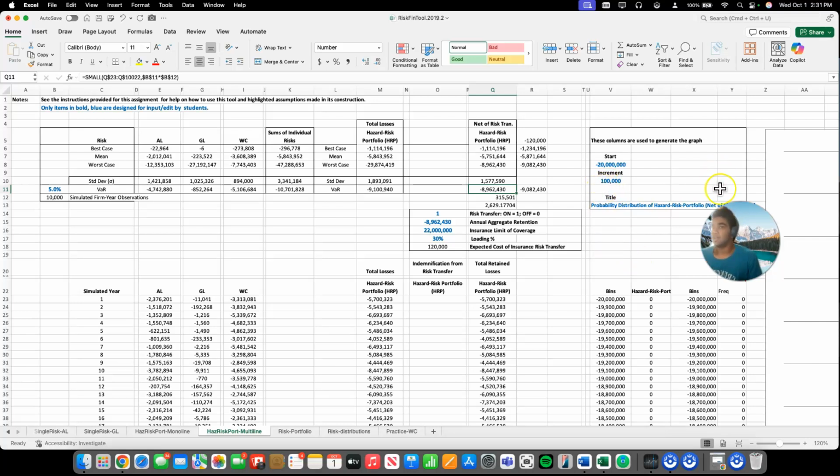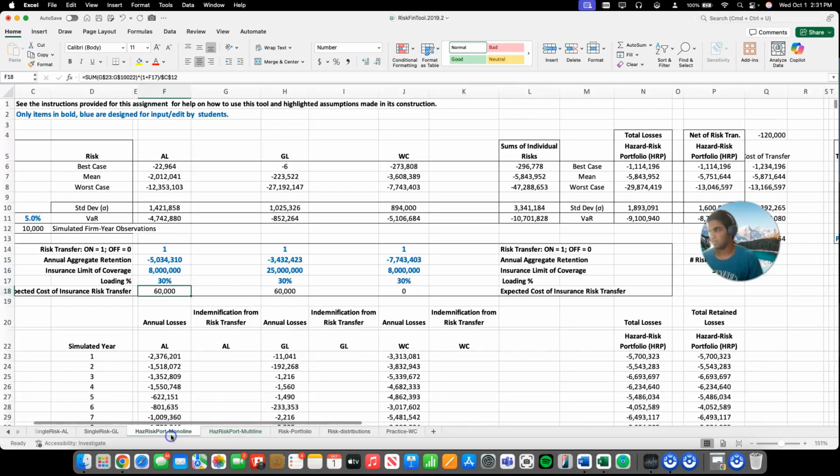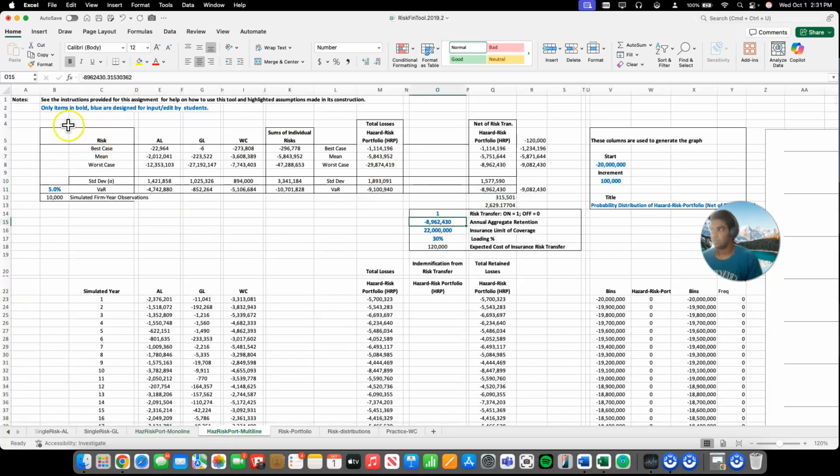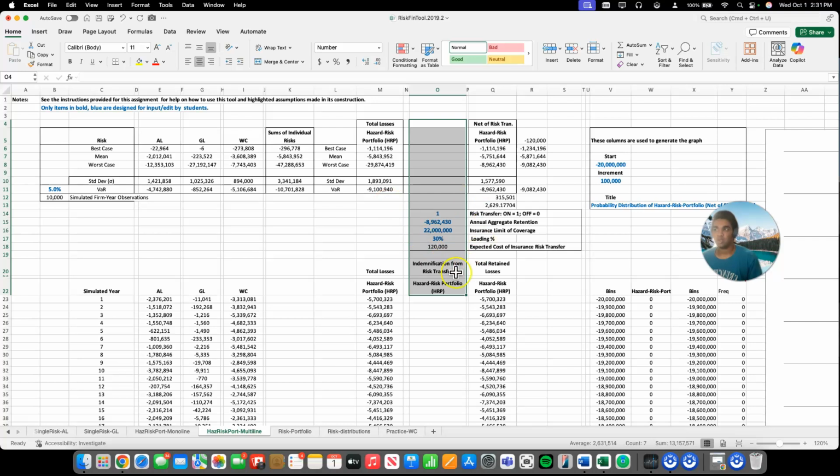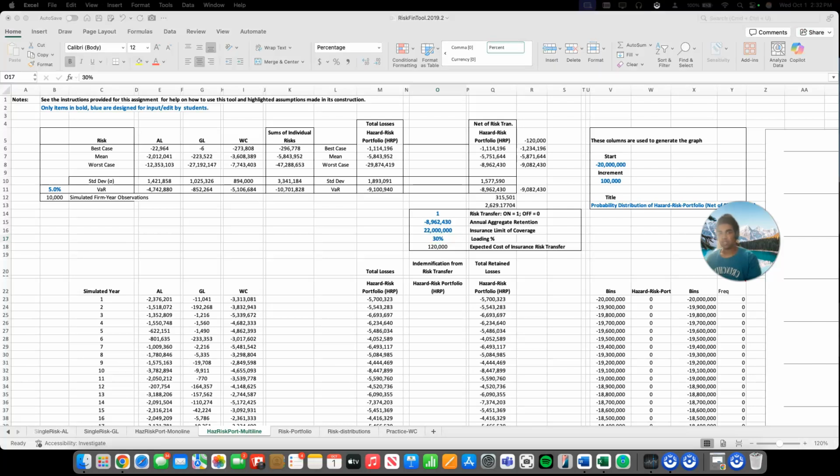And you can see that it's a bit different from the monoline. Monoline, you're seeing each individual risk, and this one is multi-line, where you're making a whole portfolio and having one single budget allocated for it. Now, if you remember, in the instructions, it says you have a $120,000 budget.